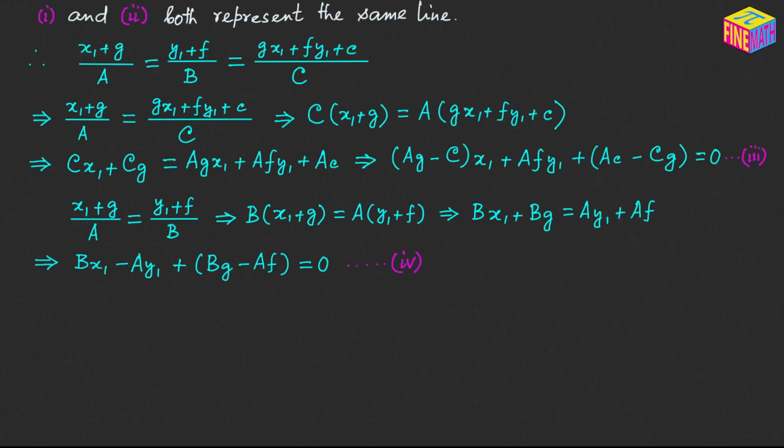So we have two equations, which are equation number 3 and equation number 4. They are equations in x sub 1 and y sub 1. We have two unknowns, two equations, so we can easily solve for x sub 1 and y sub 1 from these two equations. Let's multiply the equation number 4 by f, then we get something like this. Let's call it equation number 5, and then let's add equation number 3 and 5.